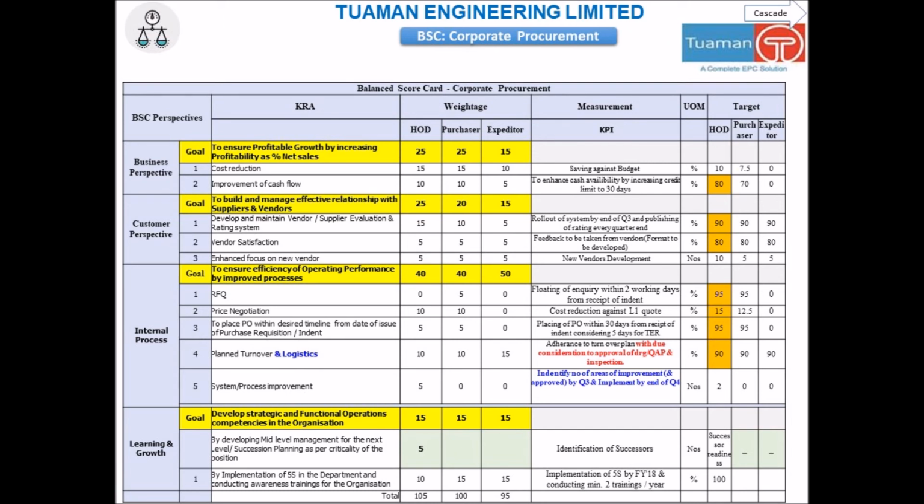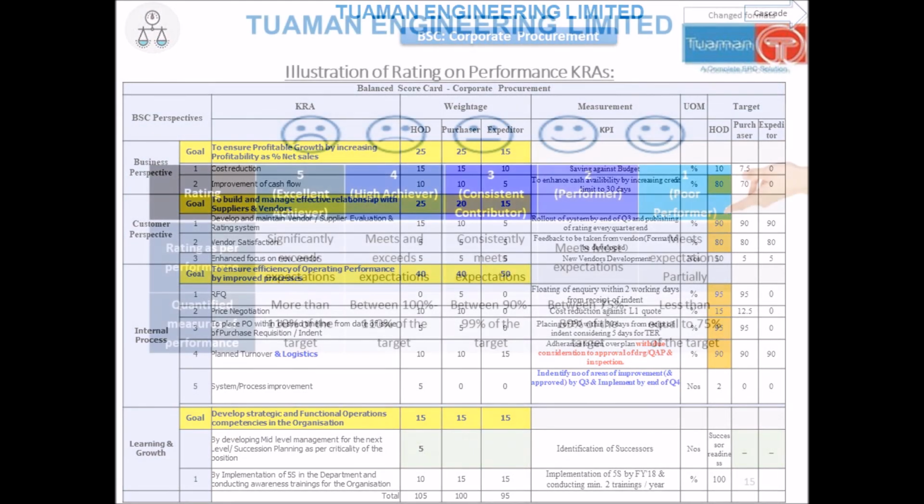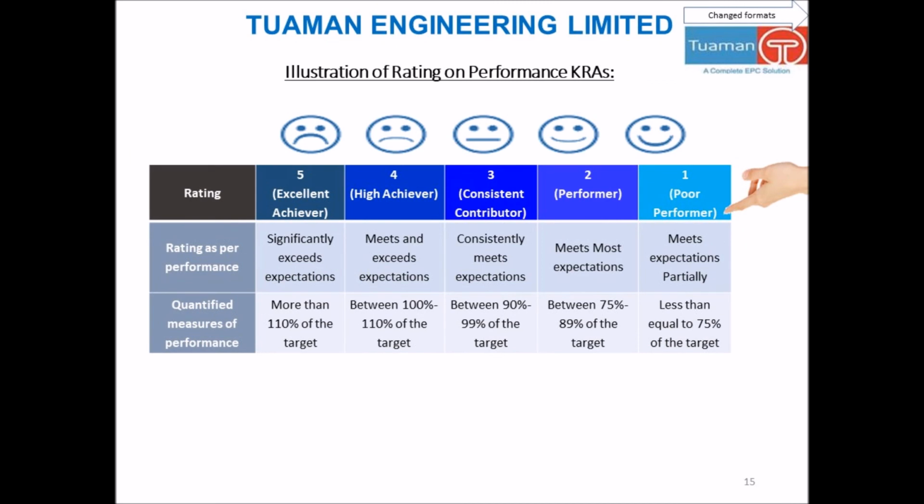Then we have a plant turnover and system and process improvement. So identifying a process improvement and implementing it by the end of quarter four. There is a 5 point rating scale in the PMS format. This remains the same as last time.